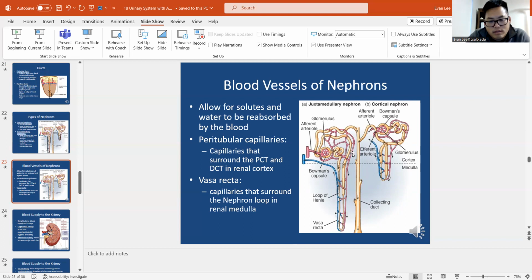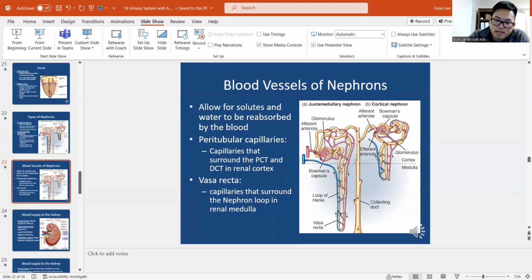So if you look closely, you have the convoluted tubules, both proximal and distal. These are going to be found in the renal cortex. But if you look closely, there are these small little blood vessels surrounding them. So surrounding the proximal and distal convoluted tubules, around the tubules, there are peritubular capillaries. So peritubular capillaries are surrounding the tubules, and all that stuff that comes from the PCT and DCT goes into these blood vessels.